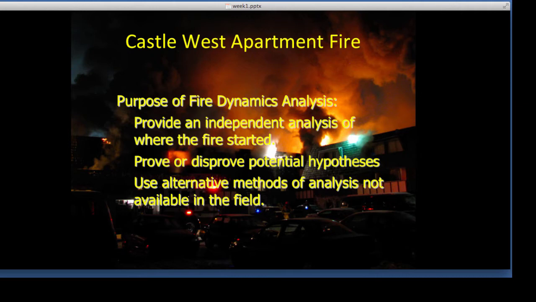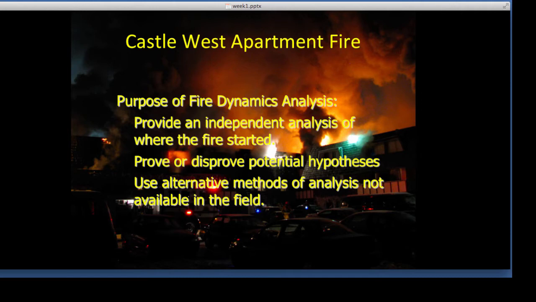It was a big apartment complex in Colorado Springs, and there was a large fire in the winter time. And for this case, we wanted to look at using some fire dynamics to provide an independent way of looking at the fire. So can we corroborate our patterns that we're seeing on the scene?